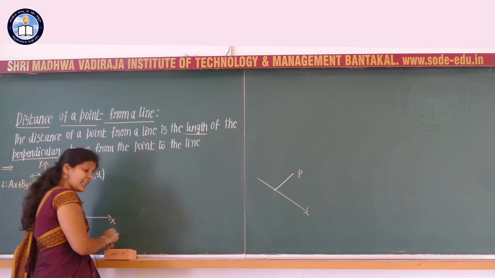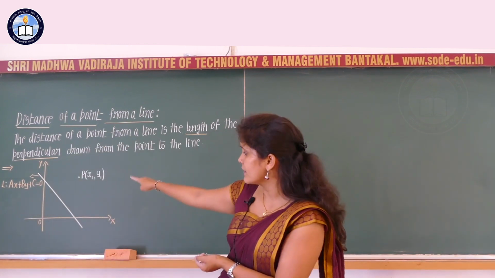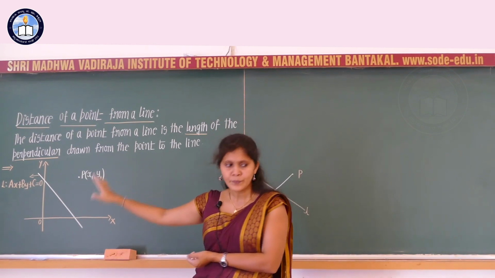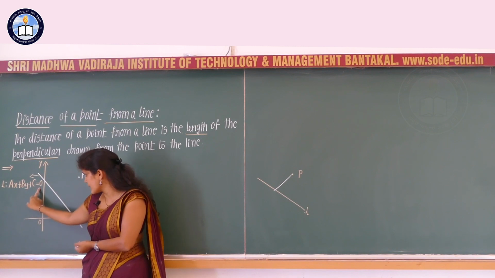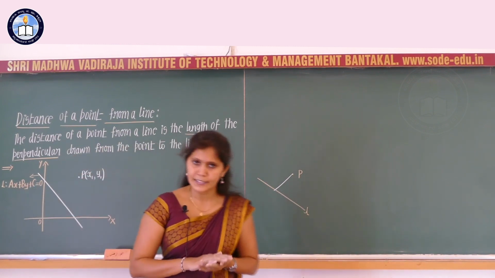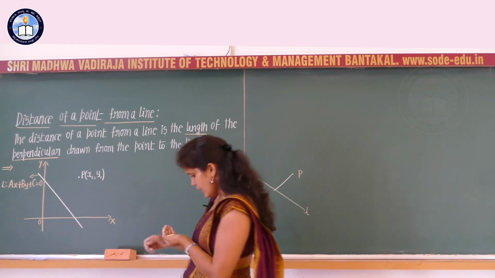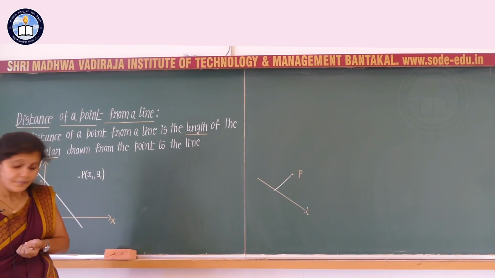Either you can consider the line in the form y is equal to mx plus c. But here we have considered the general equation of the line. What is the general equation of the line? Ax plus by plus c equal to 0, where a, b, c are constants which belong to the set of all real numbers, correct?